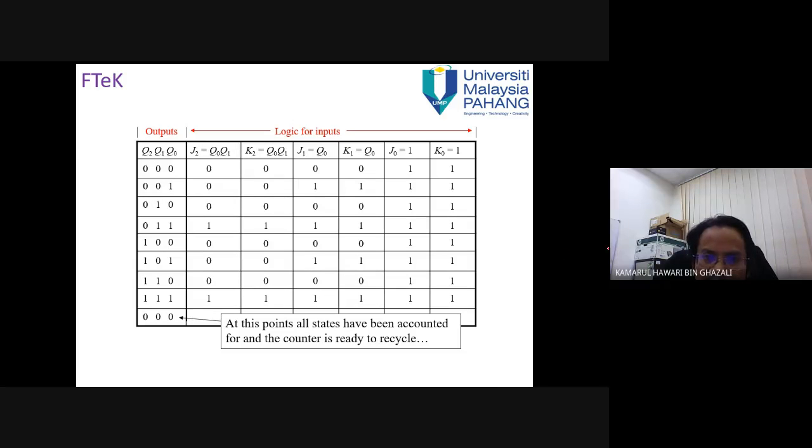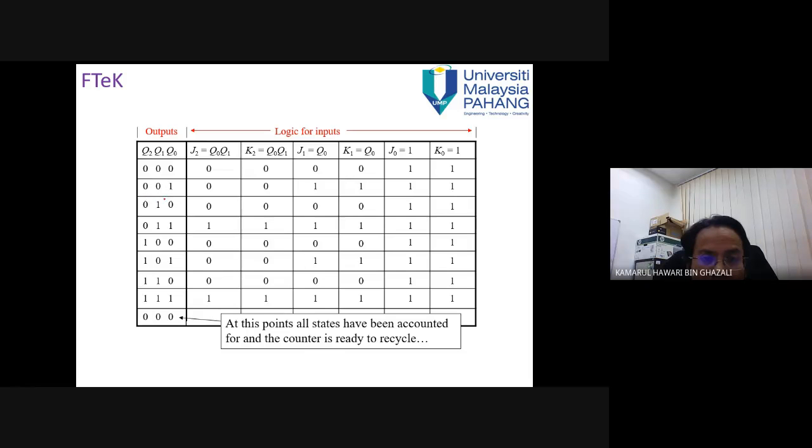Okay. If you look at the output 0, 0, 0, J2, K2 is 0, 0, J1, K1 is 0, 0, J0, K0 is 1, 1.